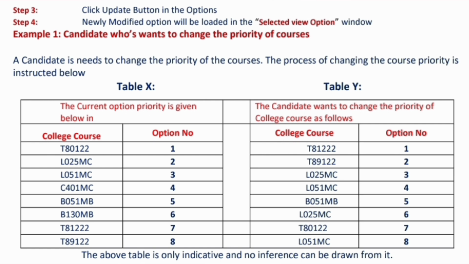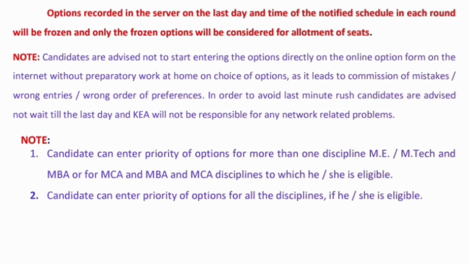And then don't forget to submit it. That is the last step which you have to do. In case you are not able to find any submit button, it is automatically submitted. You can see it is mentioned that options recorded in the server on the last date and time of the notified schedule in each round will be frozen, and only the frozen options will be considered for the allotment of seat. So in case you don't find any submit button, there is no problem at all. If you have entered it correctly and saved it also, it is stored in the server, and till the last date of option entry of round 1, it will check if you have done any modification, and that last entry will become the basis of the seat allotment, right?